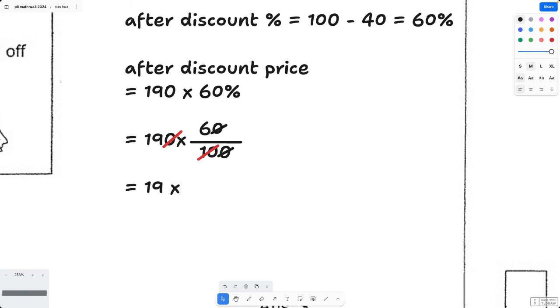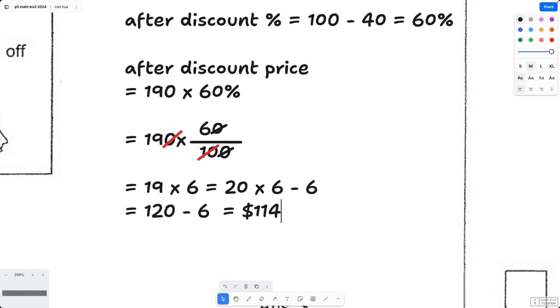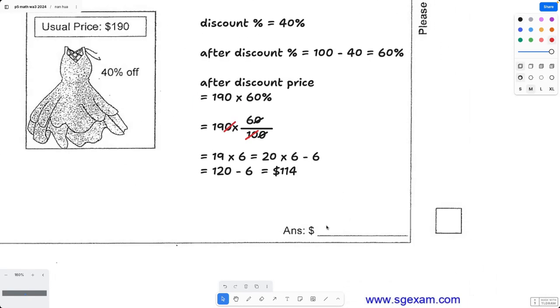19 times 6. I want to give you a hack on how to calculate numbers that end with 9 times 6. Basically it's the same as 20 times 6 minus 6. So this will be 120 minus 6, and this will give you $114 in this case over here. So the answer here is $114. That's it. All right.